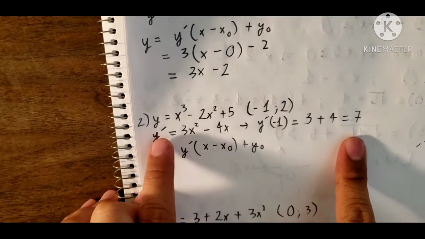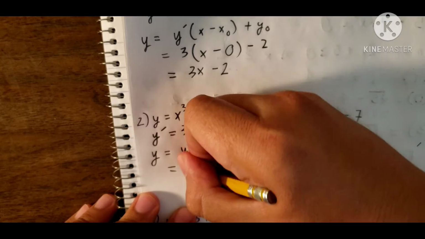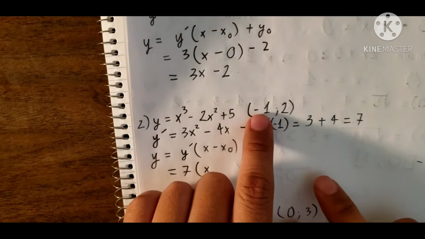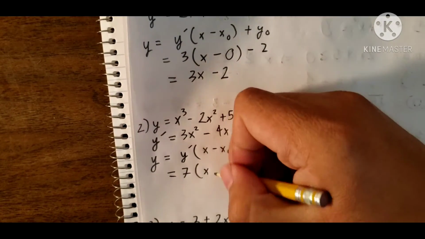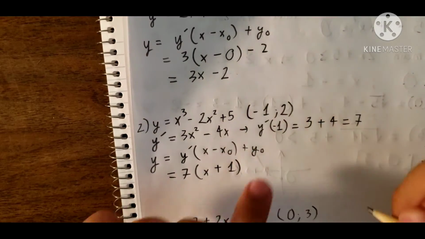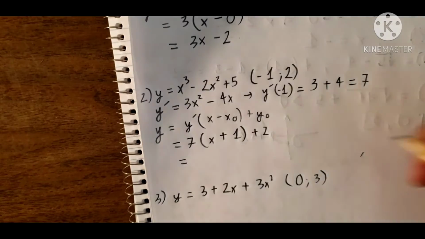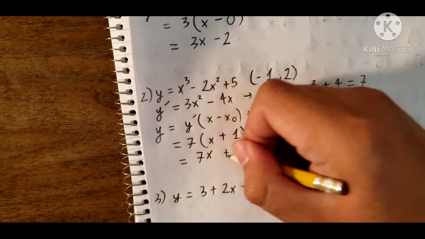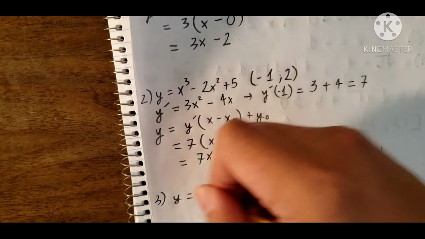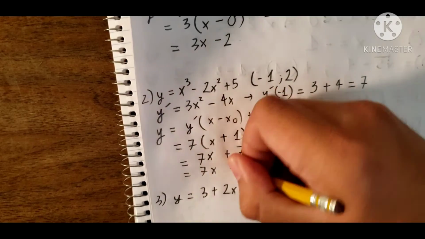First derivative in this one, you got 7. So x minus the minus 1, you got the positive plus 1. And we have y0 is plus 2. And we have 7x plus 7 plus 2. And you got 7x plus 9.